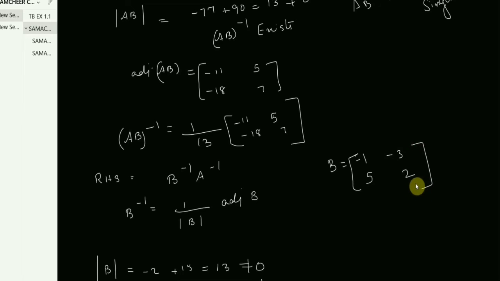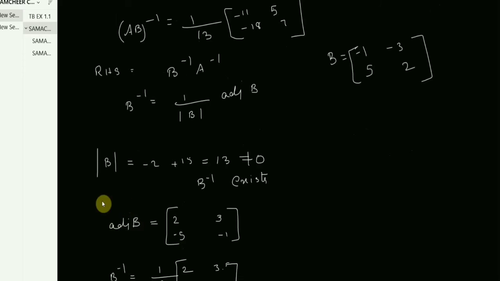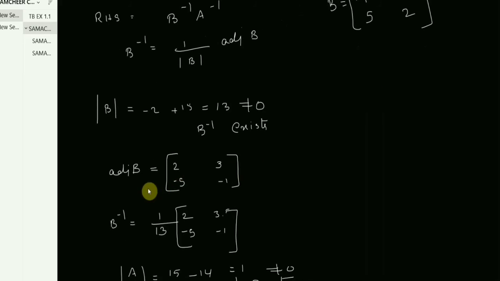So just cross multiply, minus 2 minus minus 15. So minus 2 plus 15, that is equal to 13. And that is not equal to 0. As I told you, you should write that is not equal to 0. So B inverse exists. So because B inverse exists, you can find the adjoint of B now. Then find B inverse. So adjoint of B, as you know, interchange those two numbers and change the sign. You get 1 by 13, 2, 3, minus 5, minus 1.